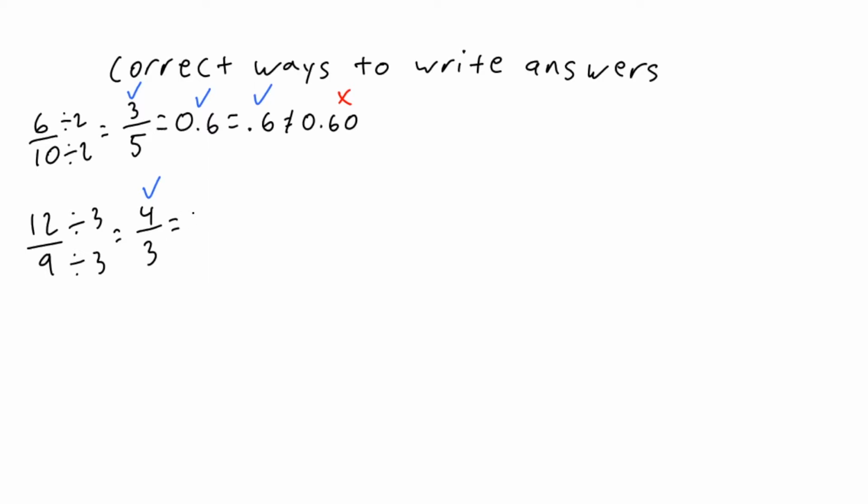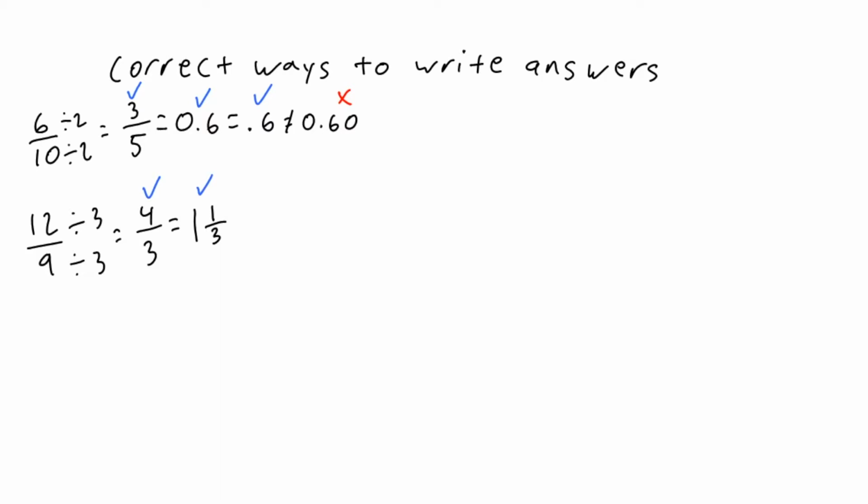So 3 goes into 4 one time. And then what's left over when we do 4 minus 3? Well, 1. And then that's still in thirds. The denominator stays the same. So 4/3 is the same as 1 and 1/3. So that's perfectly fine for an answer.